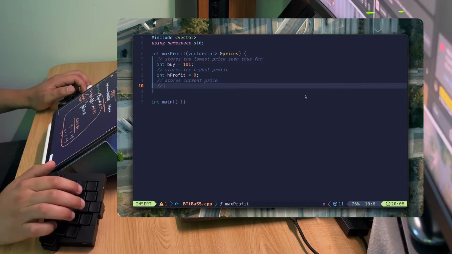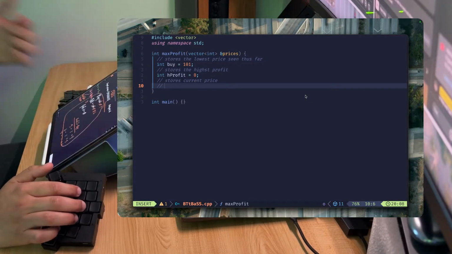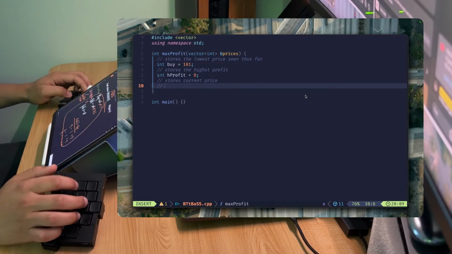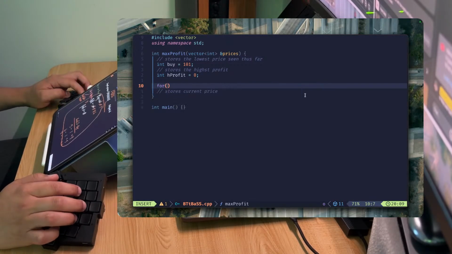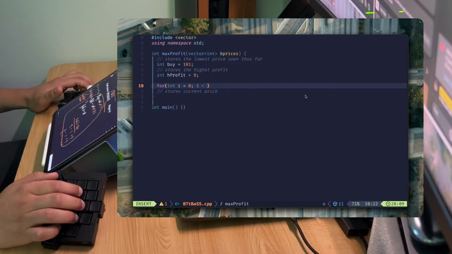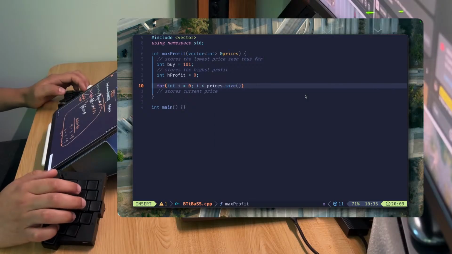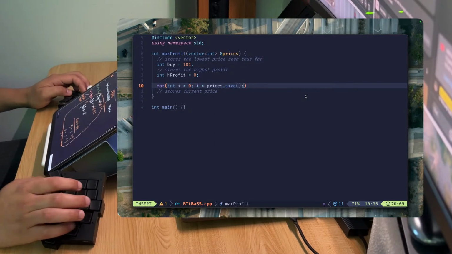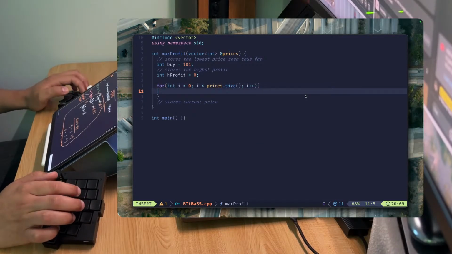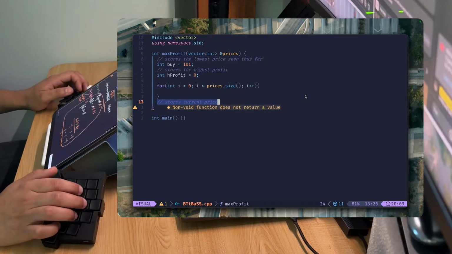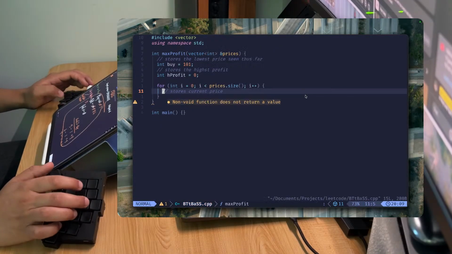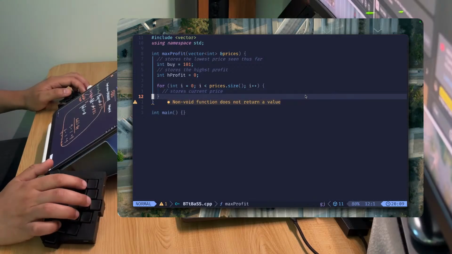Where's the current price? So, okay, for this one, this has to be like inside the loop, I think. We're just gonna do like -1. No, sorry. Cool.